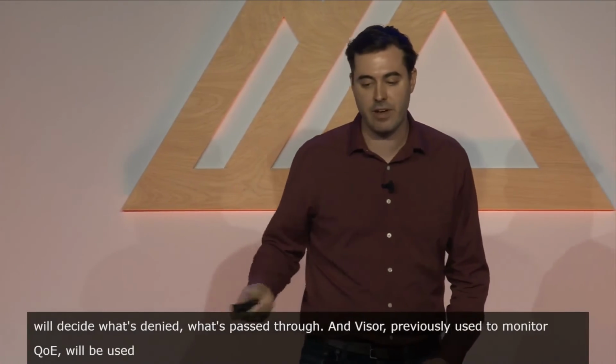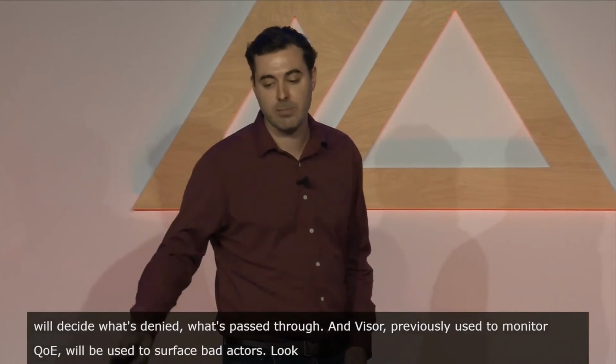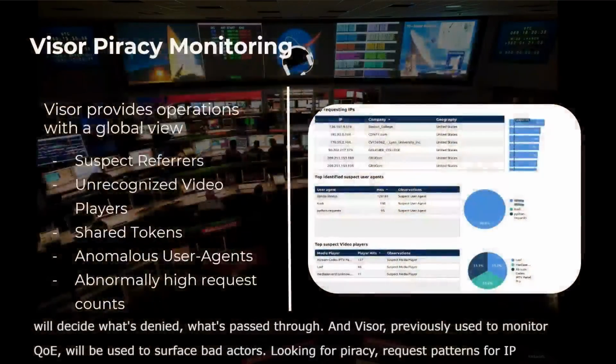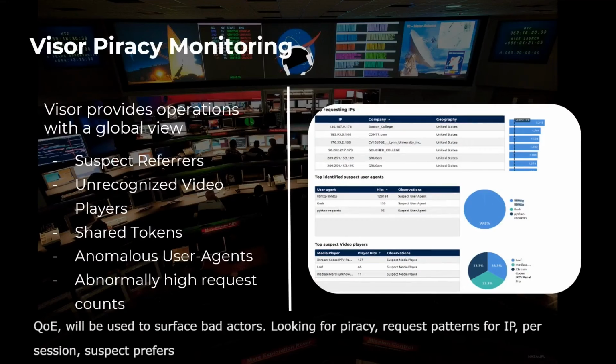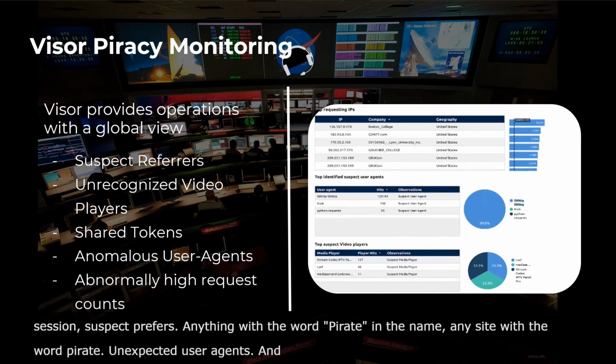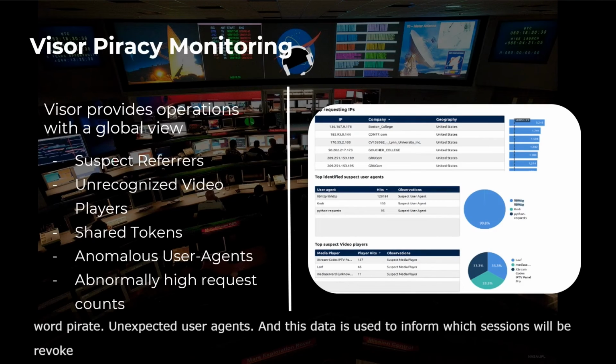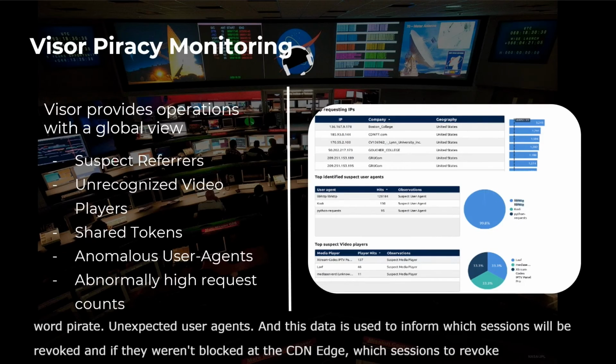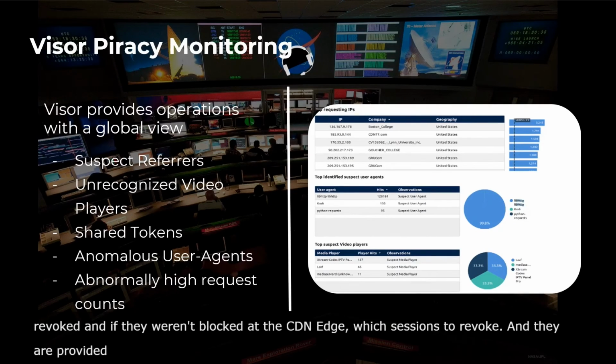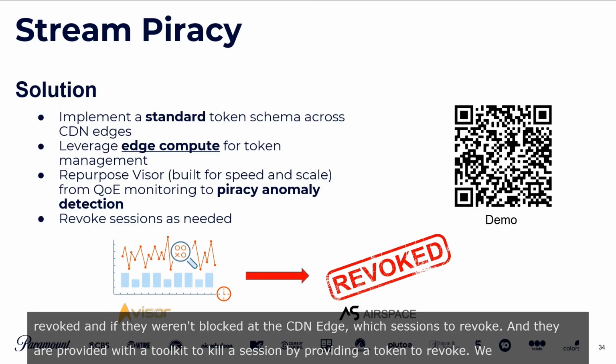So we're looking at different vectors of piracy like request patterns per IP, per session, suspect referrers, so anything with the word pirate in the name, any site with the word pirate, unexpected user agents. And this data is used to inform which sessions will actually be revoked and blocked, if they weren't already blocked at the CDN edge, which tokens or session IDs should we revoke. And operators are enabled with a toolkit to kill a session by providing a token to revoke. So we have an API endpoint to both of those CDNs and can kill a session midstream.